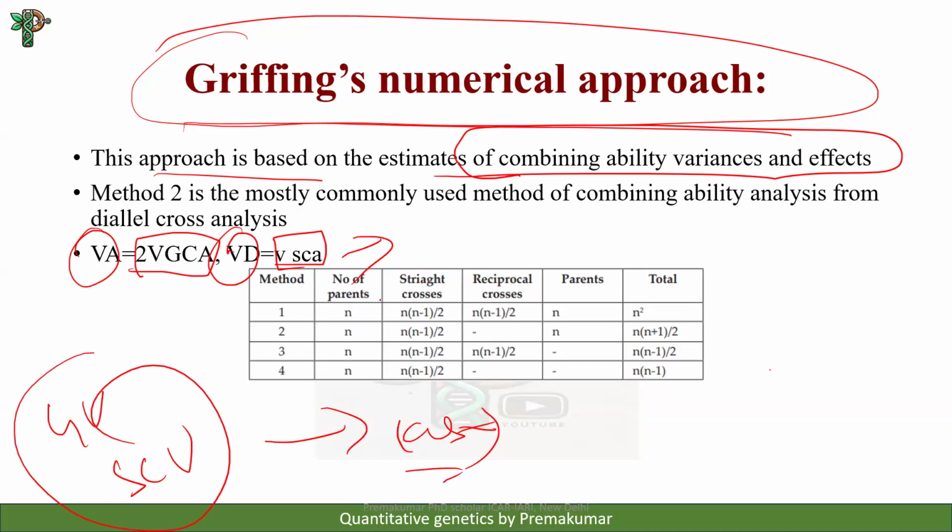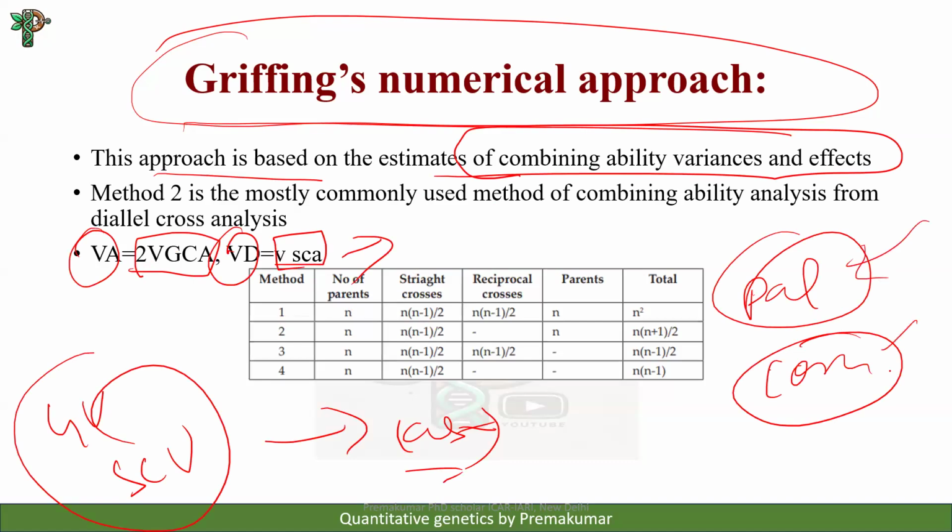Then here we have partial diallel and complete diallel. When we include the reciprocals, it is a complete diallel. When we are not including the reciprocal crosses, it is called a partial diallel. Based on n equal to the number of parents, the straight crosses number n into n minus 1 by 2. When we include reciprocal crosses, n into n minus 1 by 2 more, and the total is n square. This is one diallel, and in the second diallel, the total number of crosses is equal to n into n plus 1 by 2. Here, we are excluding the reciprocal crosses.